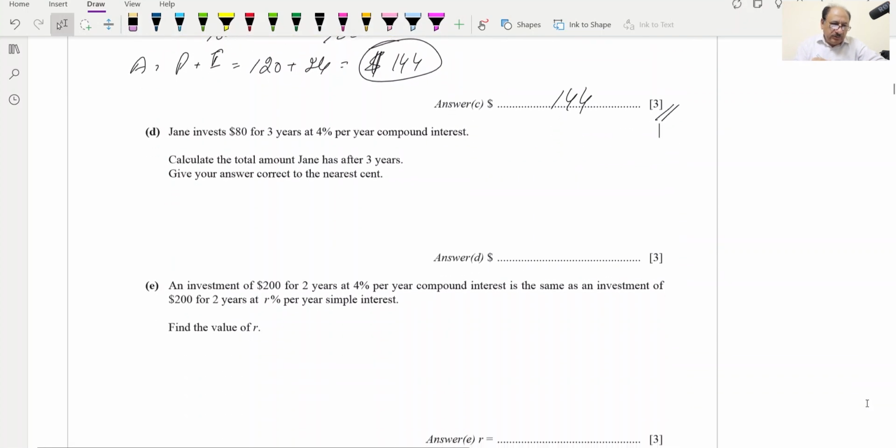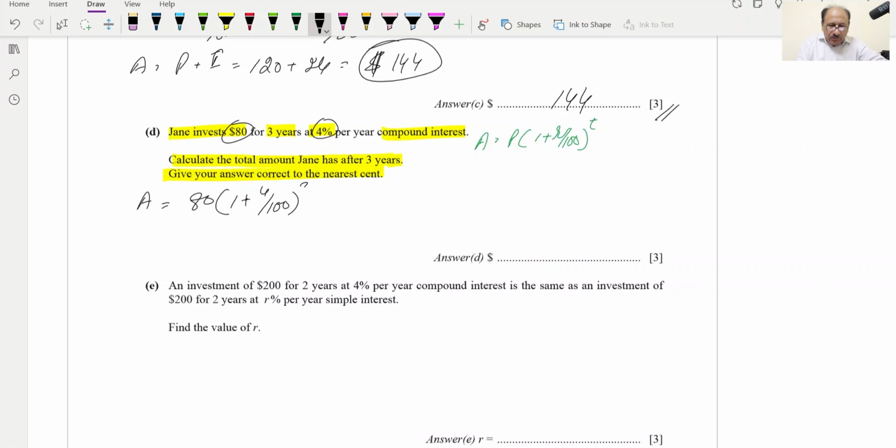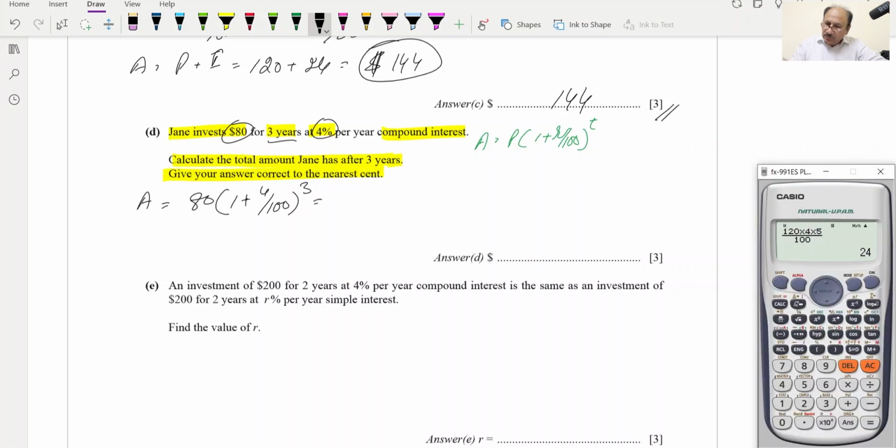Now D part. Jane invests this much amount for 3 years at 4%, and this is compound interest. Calculate the total amount Jane has after 3 years. Give your answer correct to the nearest cent. The formula for compound interest is amount is equal to principal amount into 1 plus rate over 100, raised to the power time duration. In this formula we'll be replacing the values. So A is equal to principal amount, which is 80, into 1 plus rate is 4%, so 4 over 100, raised to the power time duration, which is mentioned as 3.